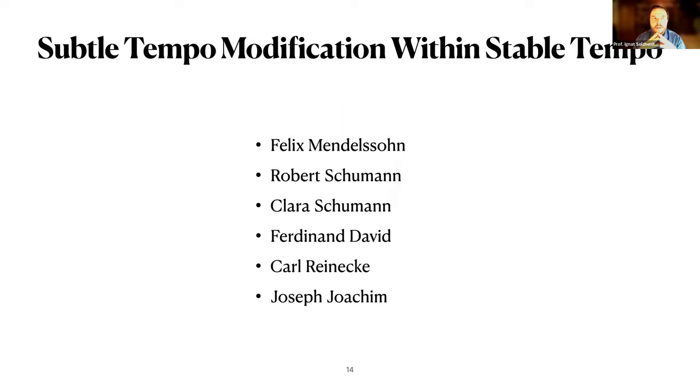And it seems that Brahms's conception was no different than this list of musicians I've put up here, which are just a few of the most important ones, that tradition coming from Mendelssohn and Schumann. You see Felix there, you see Robert there, you see Clara there, David, Karl Reinecke, and of course Joachim himself, and there are many others, but those are just some of the most important ones. Okay, so that's the tradition that we're talking about. How did that work, this tempo modification within a stable tempo?